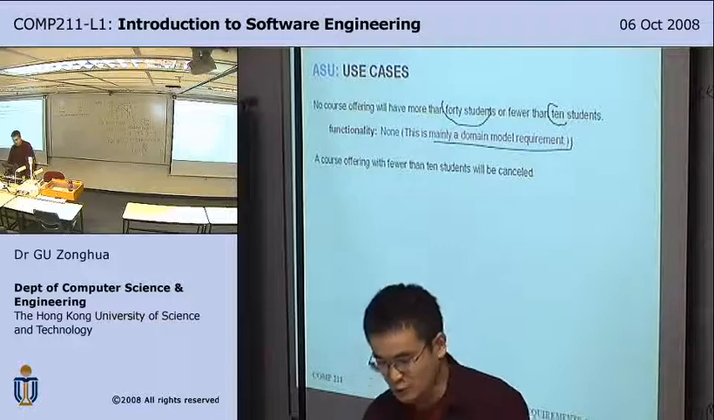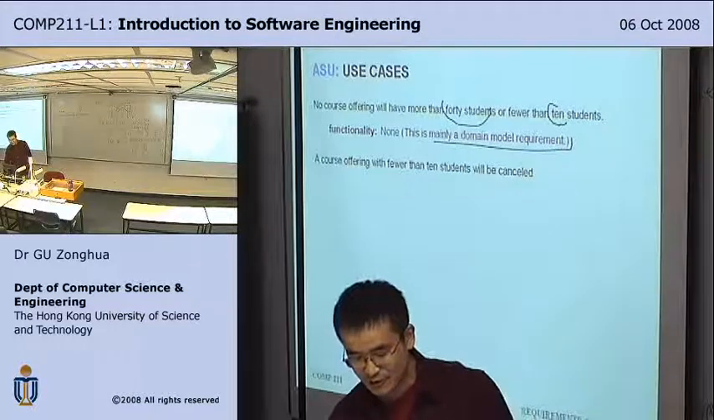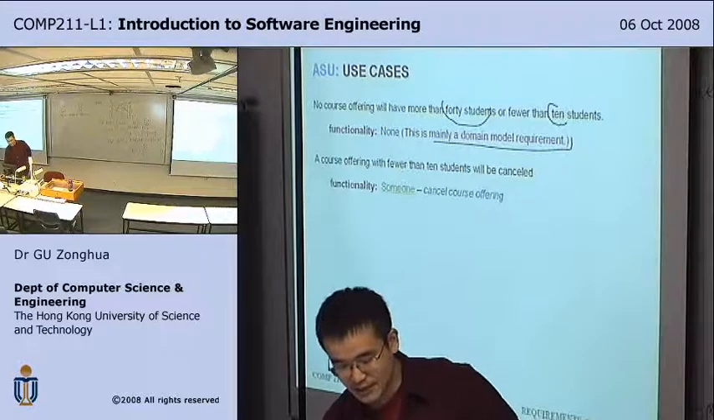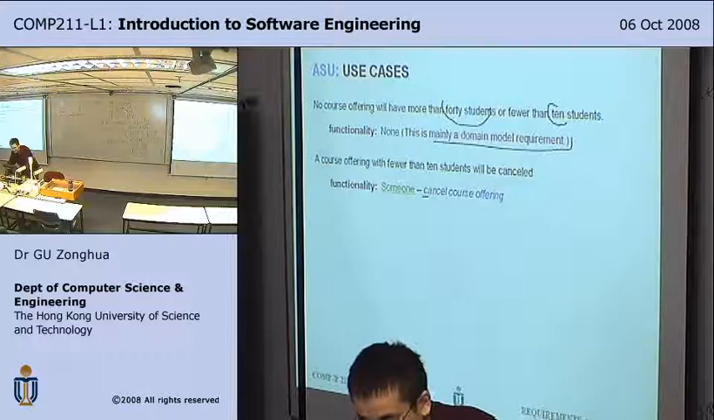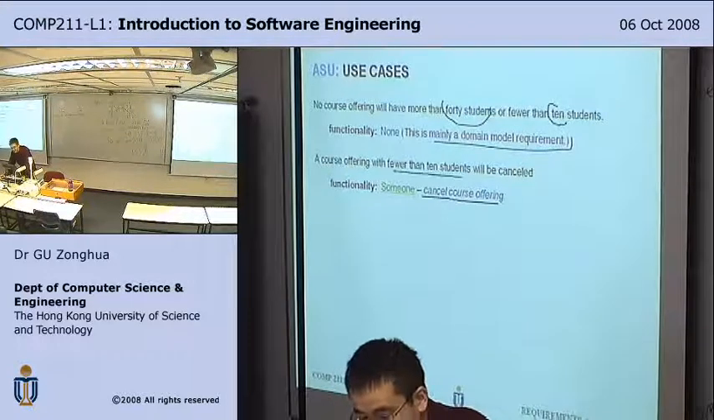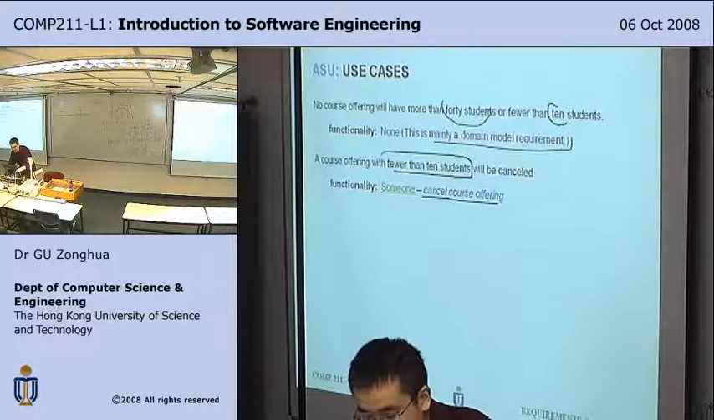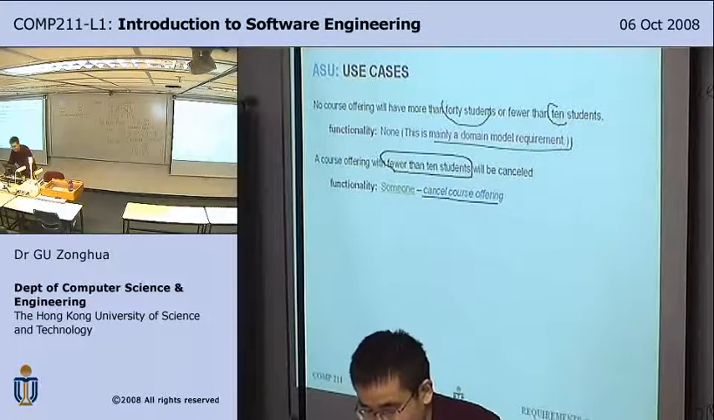A course offering with fewer than 10 students will be canceled. So this is the functionality. Someone cancels the course offering. So fewer than 10 students, this will be discussed later as the precondition of the operation.